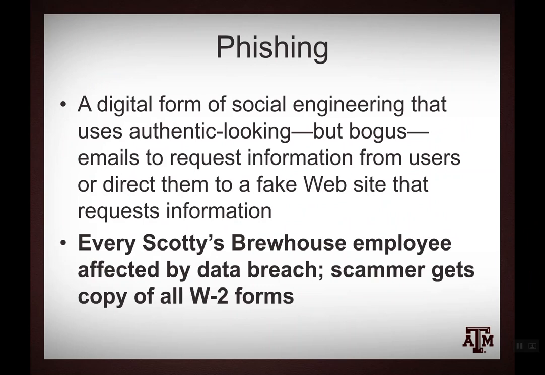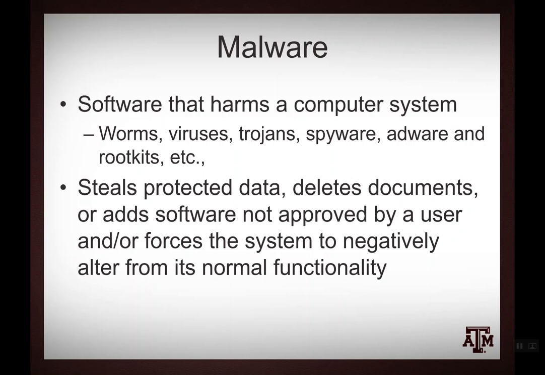Scotty's Brewhouse is one of my favorite places to go when I visit Purdue. And a couple of years ago, I read the headline that they lost all their W-2 forms in a phishing attack. And my first thought was, wow, that was an effective phishing attack. Before I read the story and realized the payroll clerk had gotten a bogus email from someone purporting to be the CEO, wanting copies of the W-2s, and sent the entire database of W-2s. So they had 4,000 names, addresses, and social security numbers.